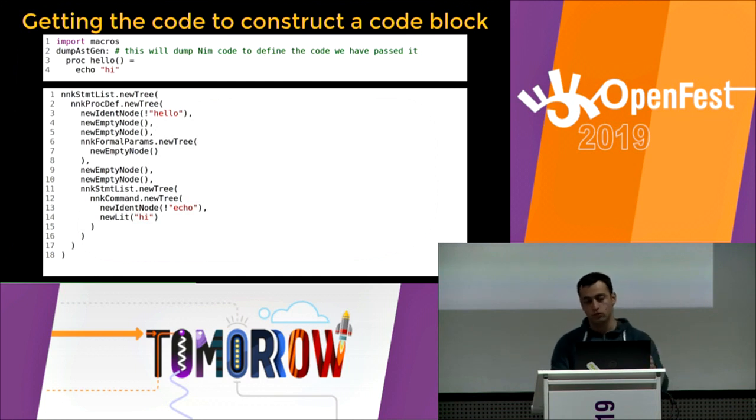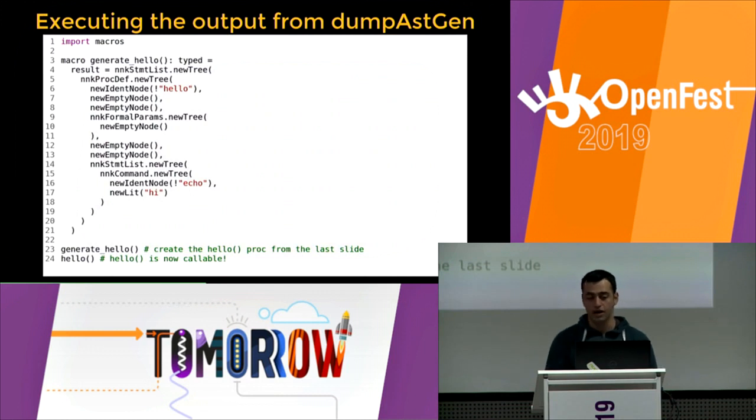So if we take this output from dumpAstGen of this procedure, and we actually put it in a macro, and then we call that generateHello macro, now the function hello is visible. I mean, it's usable. It's already created during compile time while the program is being compiled by the Nim compiler.